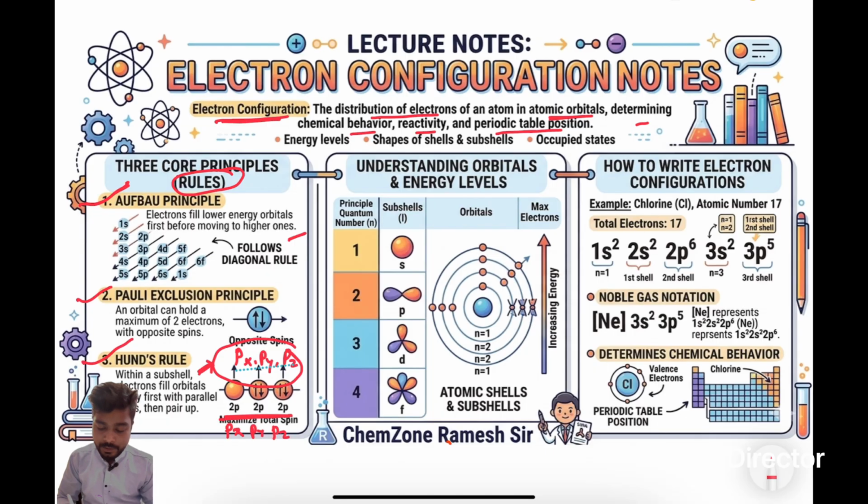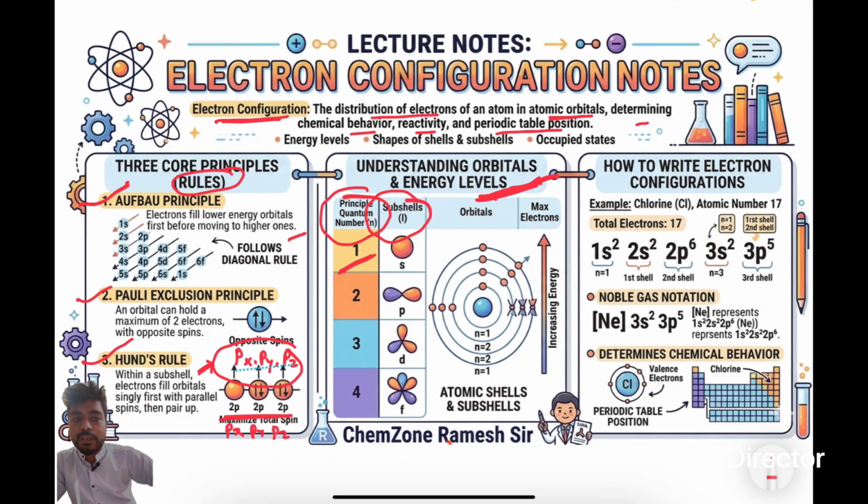Then understanding orbitals and energy levels. What is the energy level? Different types of energy levels are present. First one, the principal quantum number and subshell. Generally 4 types of quantum numbers are present. First is the principal quantum number, denoted by n. Second is the azimuthal quantum number, denoted by l. Third is the magnetic quantum number, denoted by m. And the spin quantum number, denoted by s. That is what gives the shape of our orbitals.